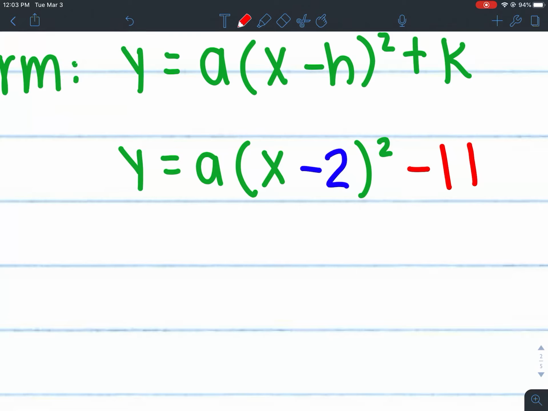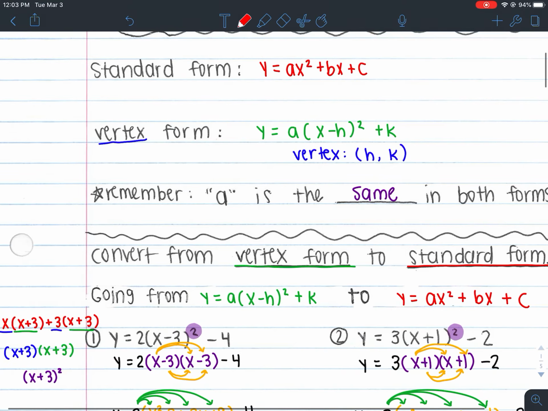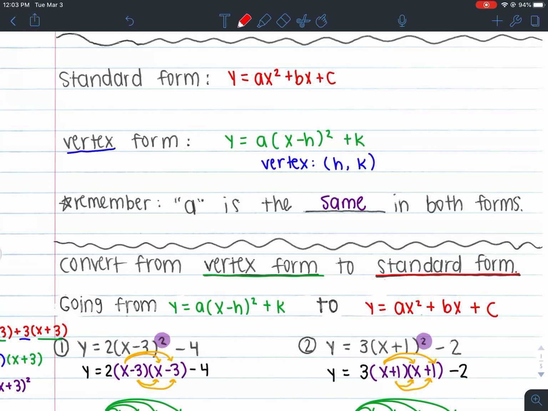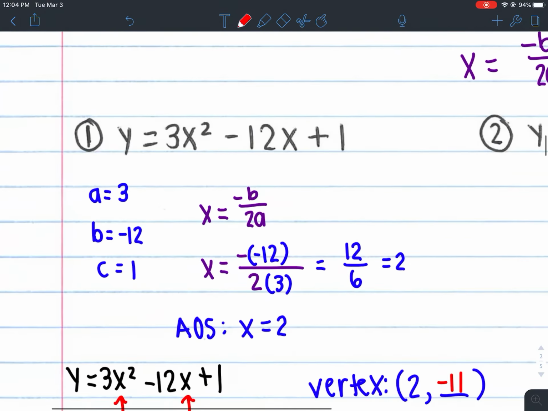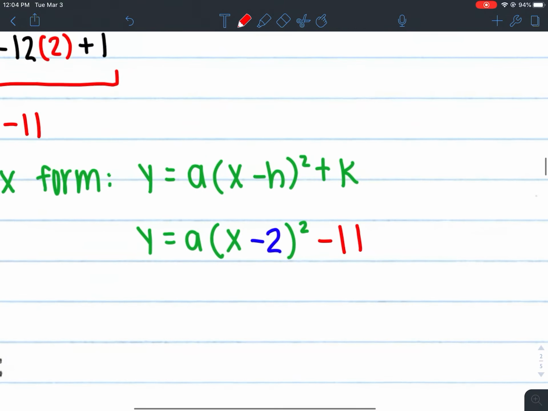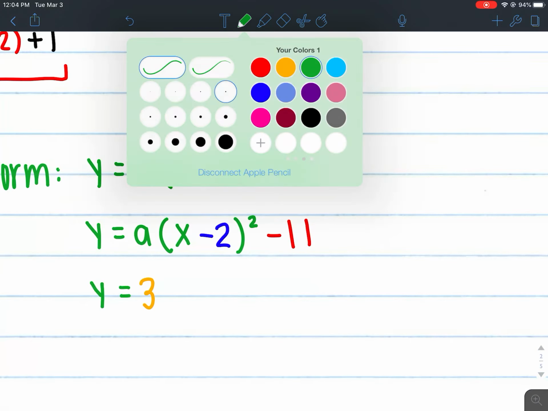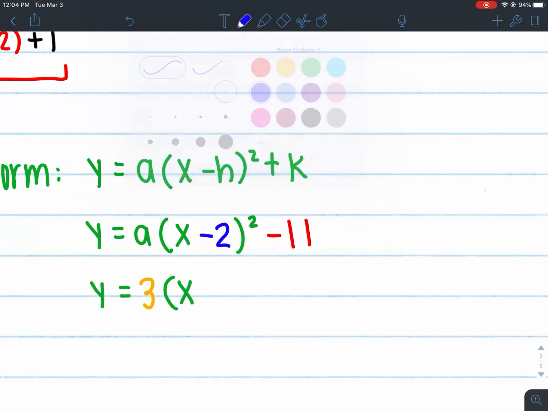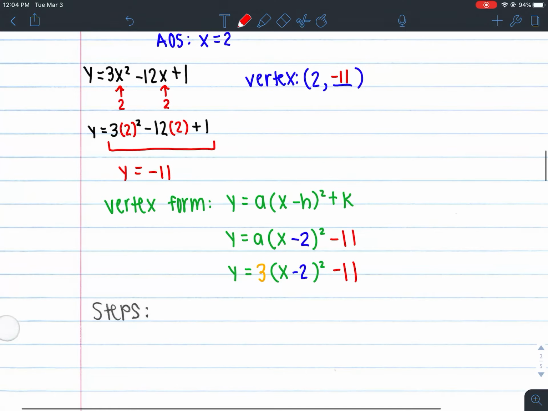The a. Remember, every equation has to have an x and y, and that's it. They shouldn't have any other variables in there. So what is our a value? Remember on the very front page, I said that a was the same in both forms, right? If a is 7 in standard form, then a is 7 in vertex form. So what is our a value of this equation? It is 3. So if our a is 3 there, then it's also going to be 3 here. 3, parentheses, x minus 2 squared minus 11.